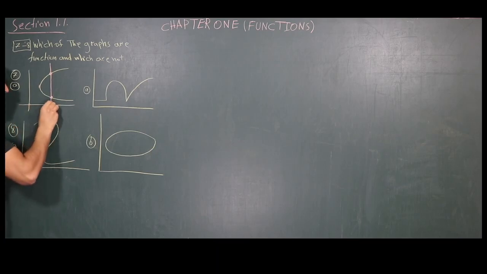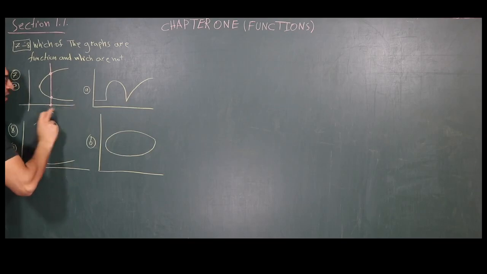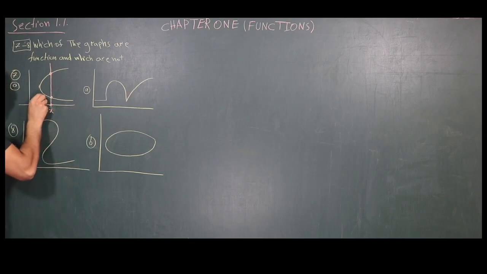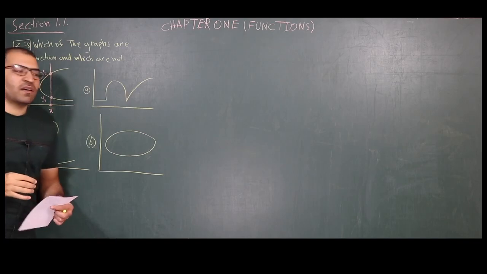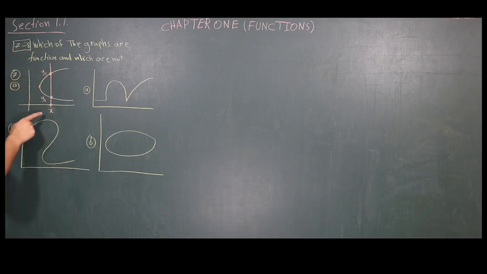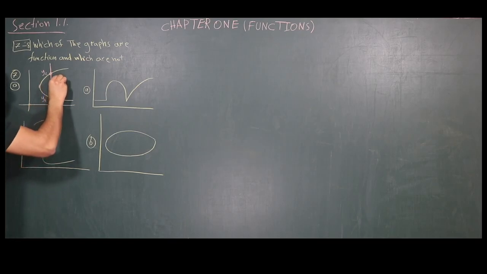That means that we have some element x in the domain, and this x has two y's, for example, let's say y1 and y2. So this will violate the condition of the function. That means we can see that one element in the domain is connected with two elements in the range. So this is not a function.